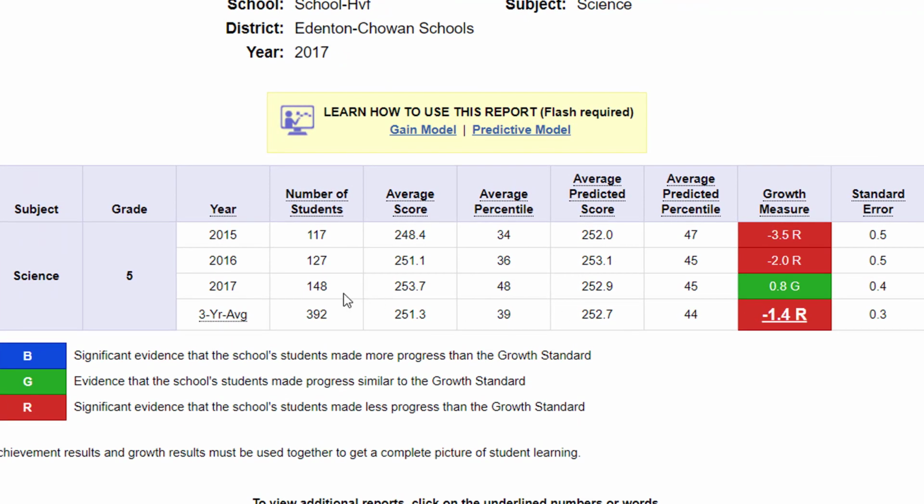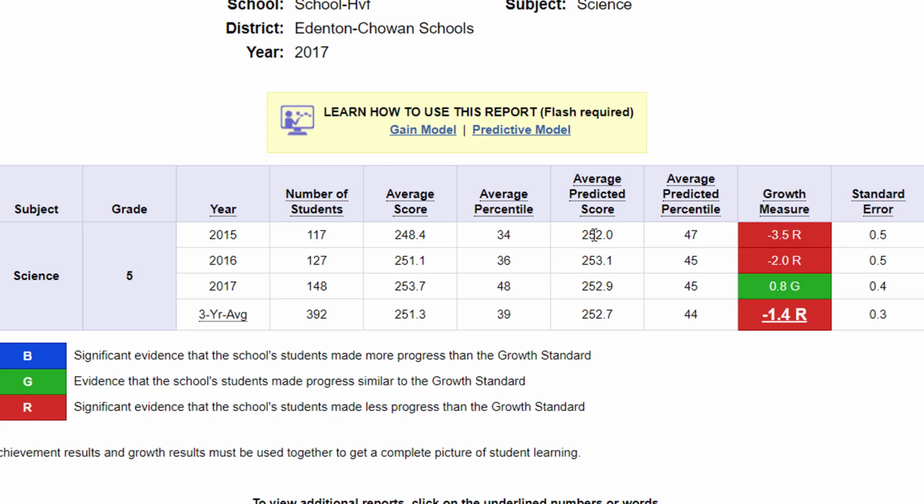So in a predictive model, the prediction is done after the test. So it's not a prediction like you would normally think of when you hear the word predict. So this particular grade has 3 years of data, 2015, 16, and 17. In 2015, there were 117 students who took the 5th grade science test. Their average score was a 248.4. That was at the 34th percentile. The average predicted score was a 252.